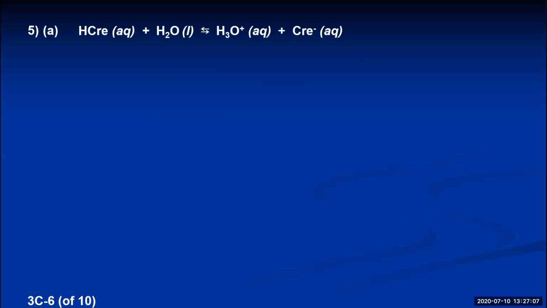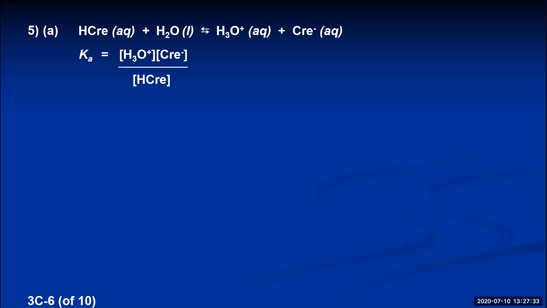So what would the reaction be? It would be the metacresol plus water donating a hydrogen ion to produce a hydronium ion and the Cre minus ion. The equilibrium constant expression for this is just products over reactants, hydronium times Cre minus molarities divided by the metacresol concentration.